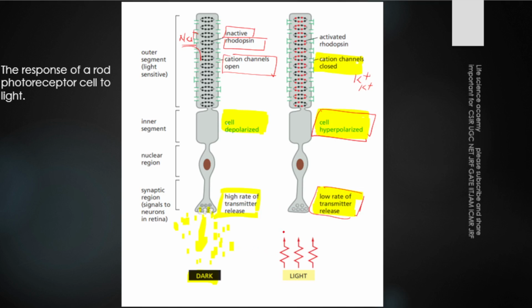If photons come on the rhodopsin molecule, which is a receptor, in this condition the cation channels get closed, and in turn the cell is hyperpolarized rather than depolarized. So a low rate of neurotransmitter release occurs, meaning neurotransmitter release is inhibited. And why is this inhibited? We have a flow diagram for that.